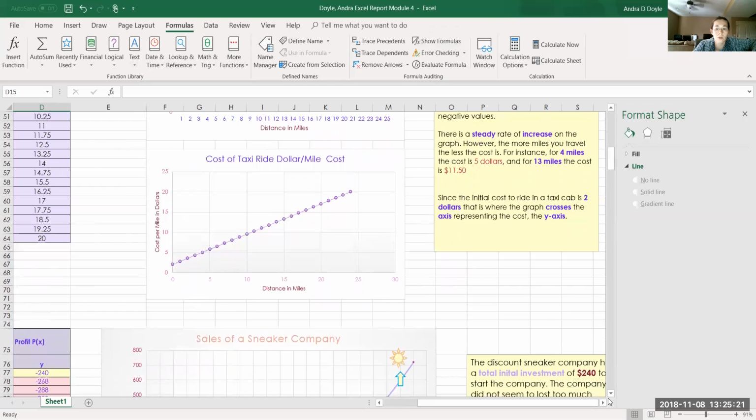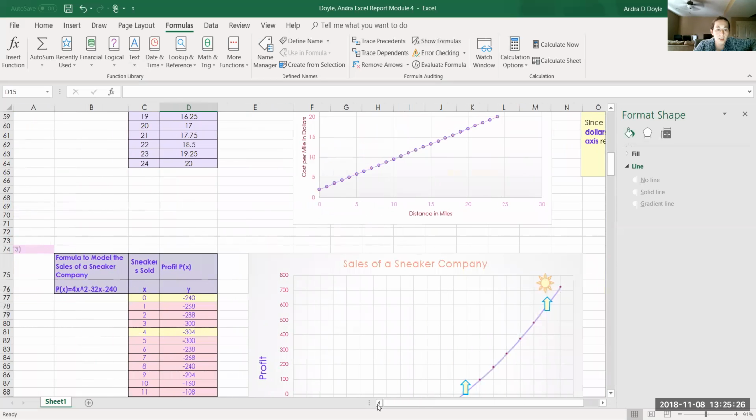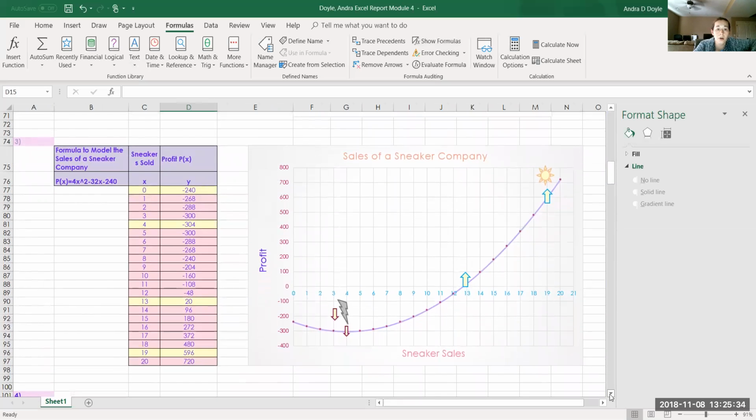Okay, let's move on to number three, which is a problem we had some experience with from Module 1. This was the sales of a discount sneaker company. We wanted to find their initial investment, their lowest point for profit, and then when they broke even, and their highest. And I labeled these accordingly on my graph.